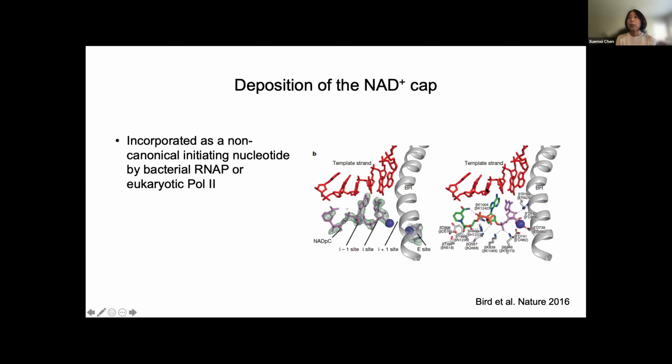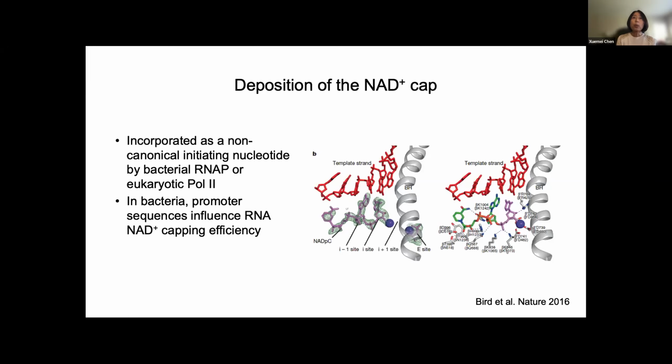A crystal structure has been solved of a bacterial RNA polymerase together with the DNA template strand in red and the NAD RNA. And from the structure, it can be seen that the NAD moiety in RNA is quite well coordinated by amino acids in the active site of the RNA polymerase. In fact, this NMN moiety of NAD can base pair with the template strand. Because NAD is used as the initiating nucleotide, in bacteria, promoter sequences influence RNA NAD capping efficiency. Also, in human cells, there's some evidence implying that there may be the existence of a post-transcriptional NAD capping mechanism, but this mechanism is as yet unknown.